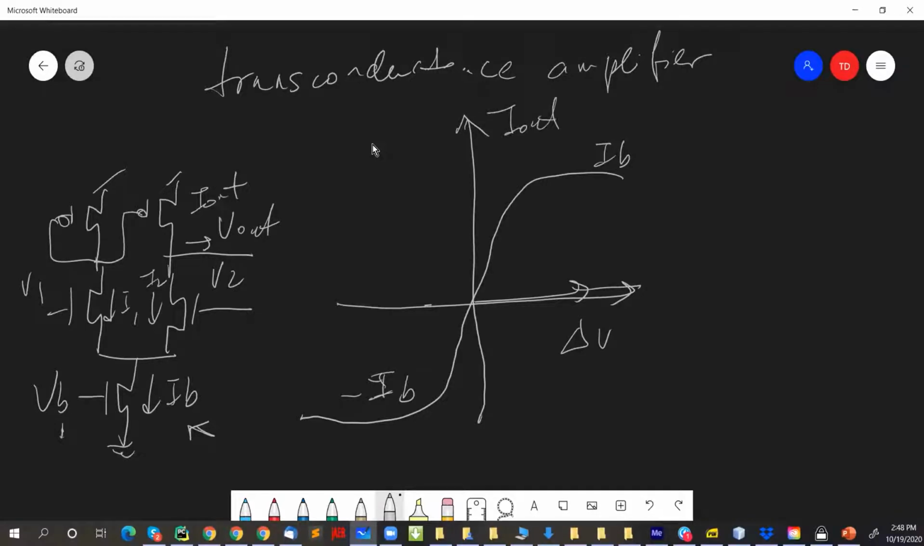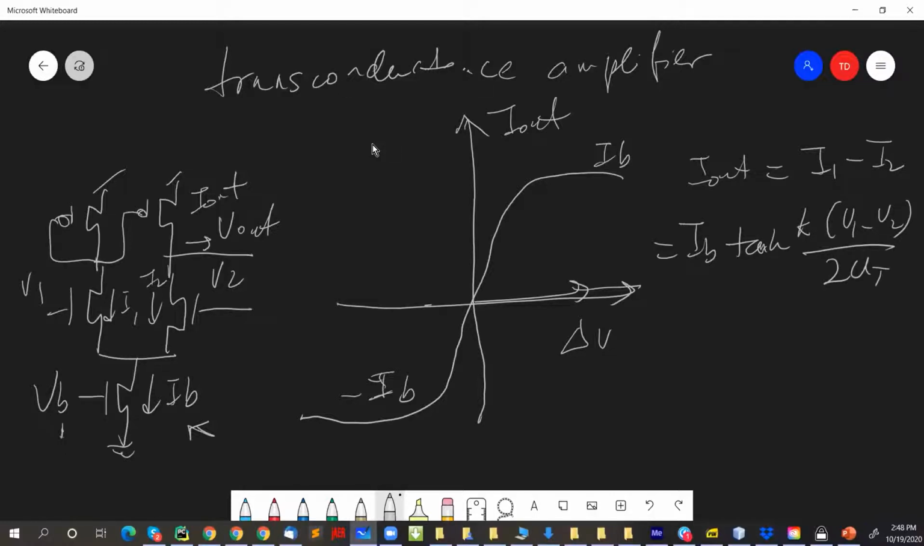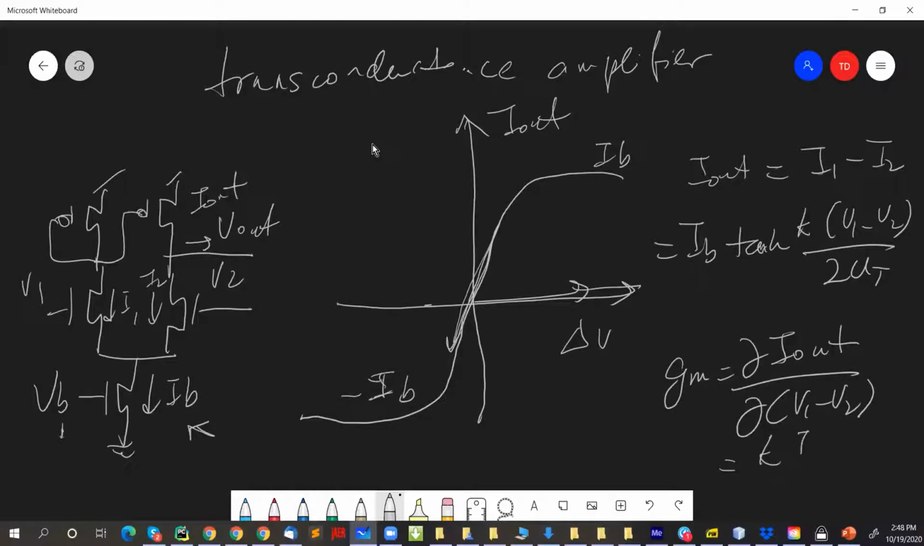This is I out. You can write I out, which is I1 minus I2, and then you can solve this, and it is IB tanh of kappa (V1 minus V2) over 2 UT. And remember the transconductance GM, which is the change in I out as a function of change in V1 minus V2. Basically we're talking about the slope here: how much does I out change for a change in V1 minus V2? You can differentiate the equation, and that should give you kappa IB over 2 UT. Okay.